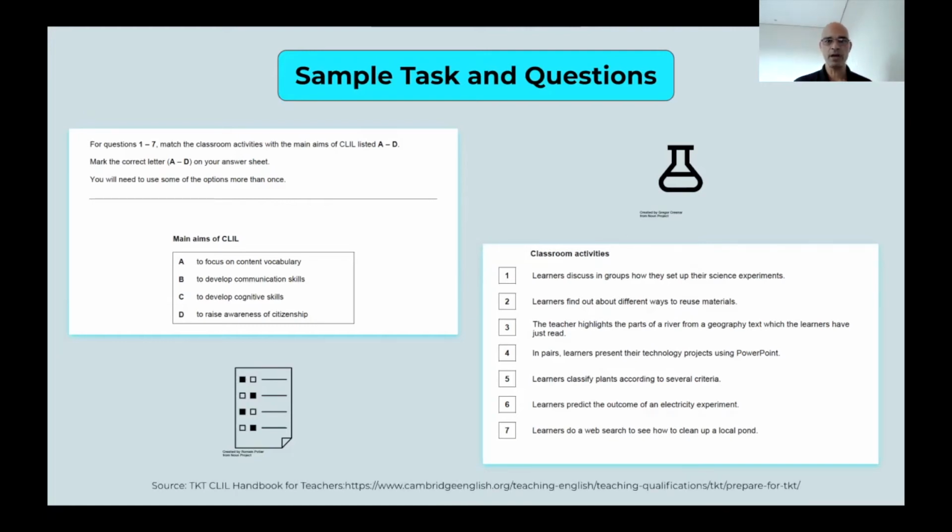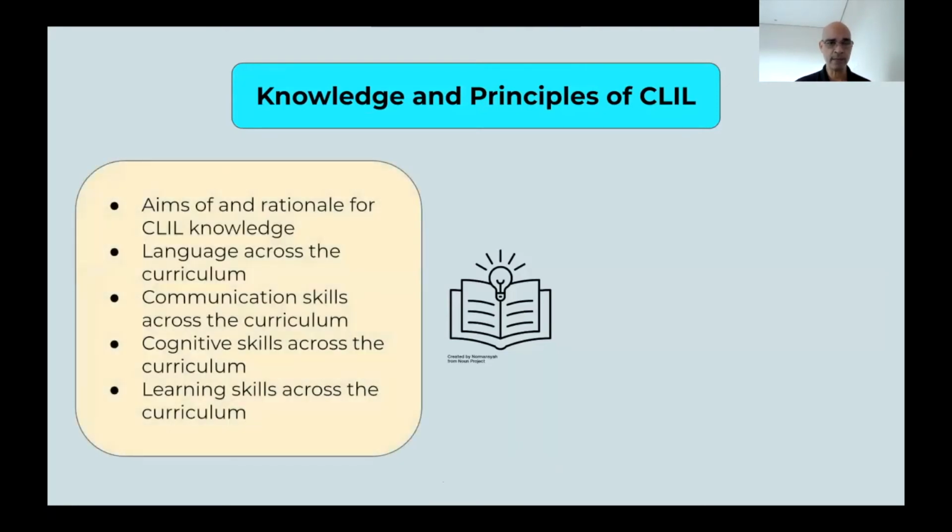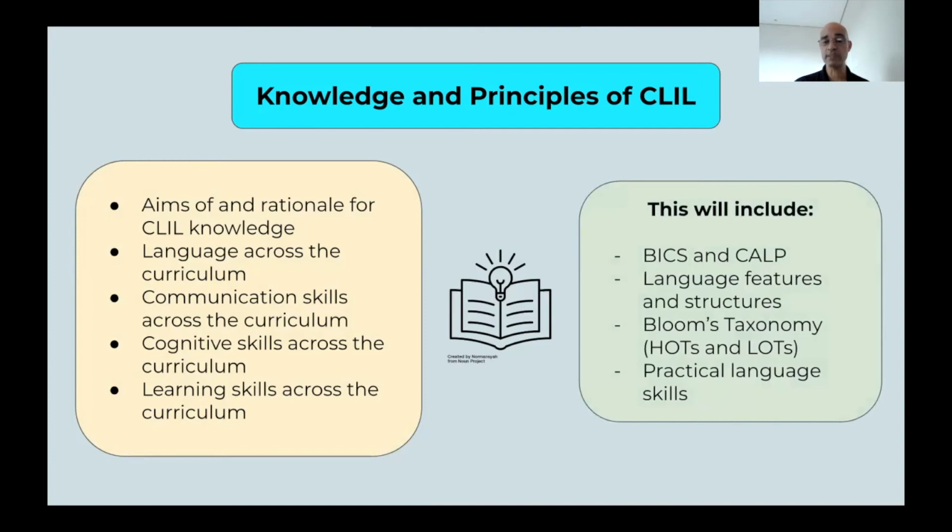So moving on here, the first area or section of the CLIL test is knowledge and principles of CLIL. And that covers aims and rationale for CLIL, language across the curriculum, communication skills, cognitive skills, and learning skills across the curriculum. Across the curriculum means in all subjects, right? Not just in English, but in all subjects. So how do you teach language with math? And how do you teach language with science? How do you teach science with language? How do you teach math with language? And vice versa.